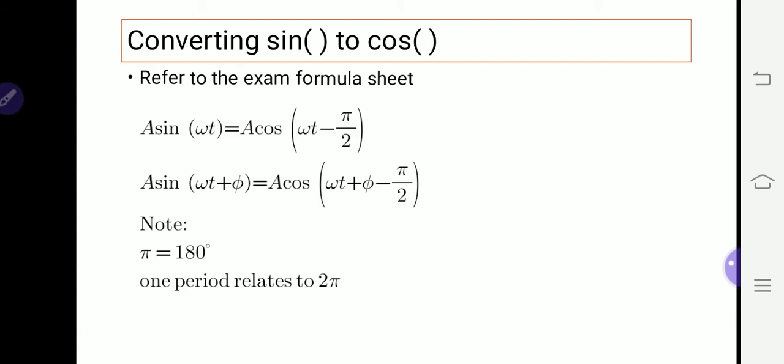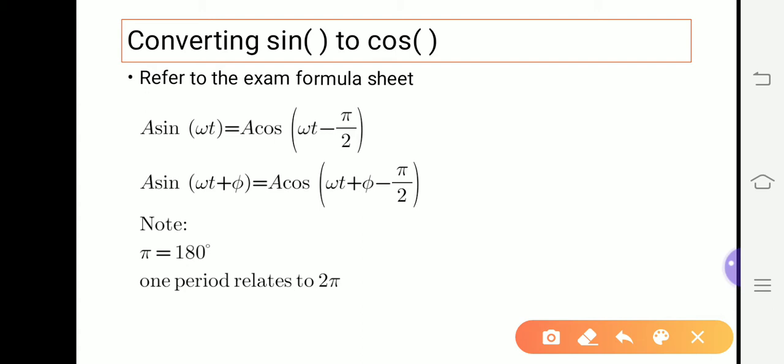We can actually convert sine to cosine. There is one exam formula sheet given in Canvas. I would like all students to refer to it and be very familiar with it, because you will use this for your tests as well as the finals. Tests and finals make up 65% of the total grade of this subject.